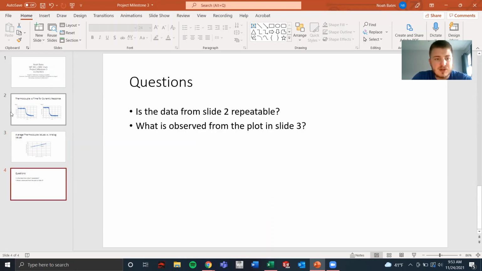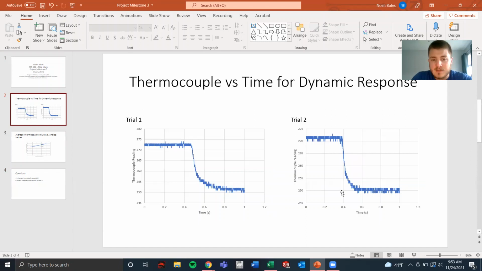Is the data from slide 2 repeatable? I think it's pretty repeatable. The graphs look almost identical to each other. The only difference, like I said, is this one I dipped in the water at about half a second. This one I got it in the water at about 4/10 of a second. But other than that, they're pretty much the same.